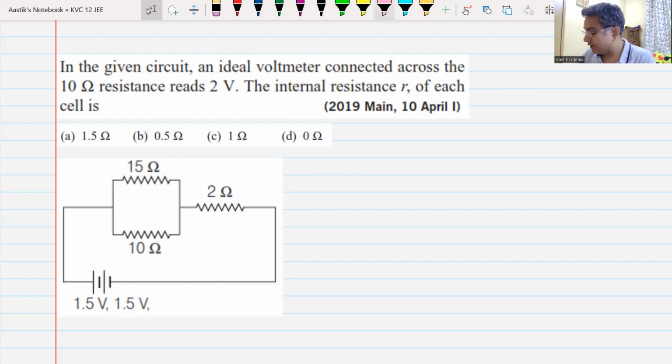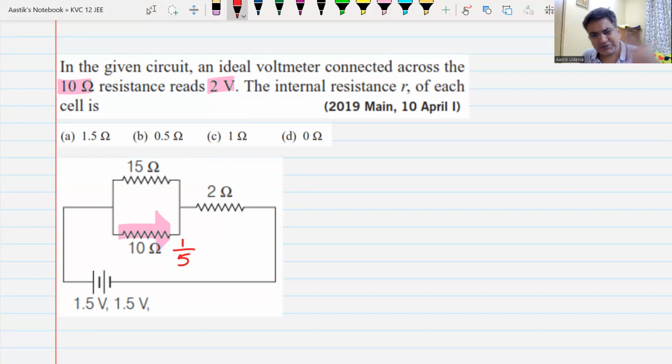So we know that the 10 ohm resistance has 2 volt across it. So V is equal to IR is the only formula. So the current in this branch will go like this. How much is the current in this branch? 1 by 5, sir. Okay.